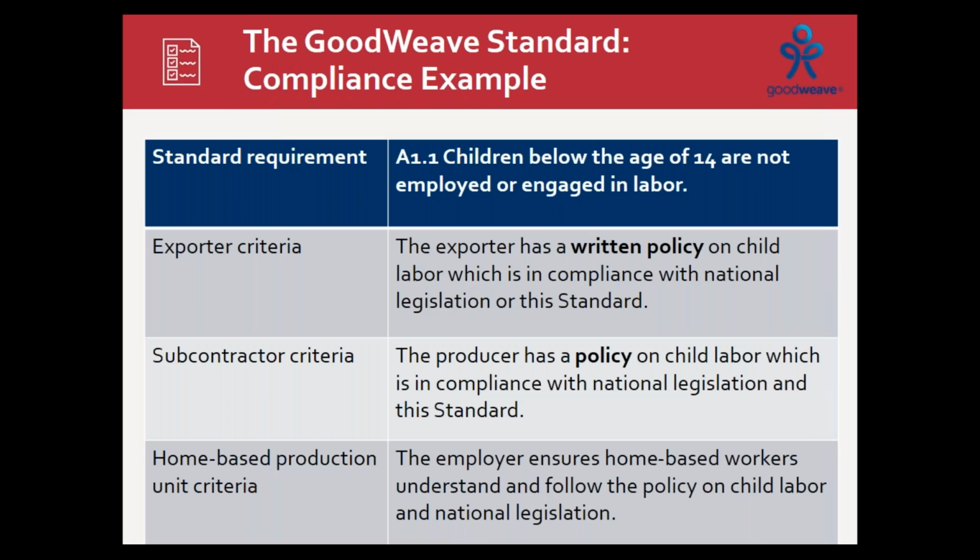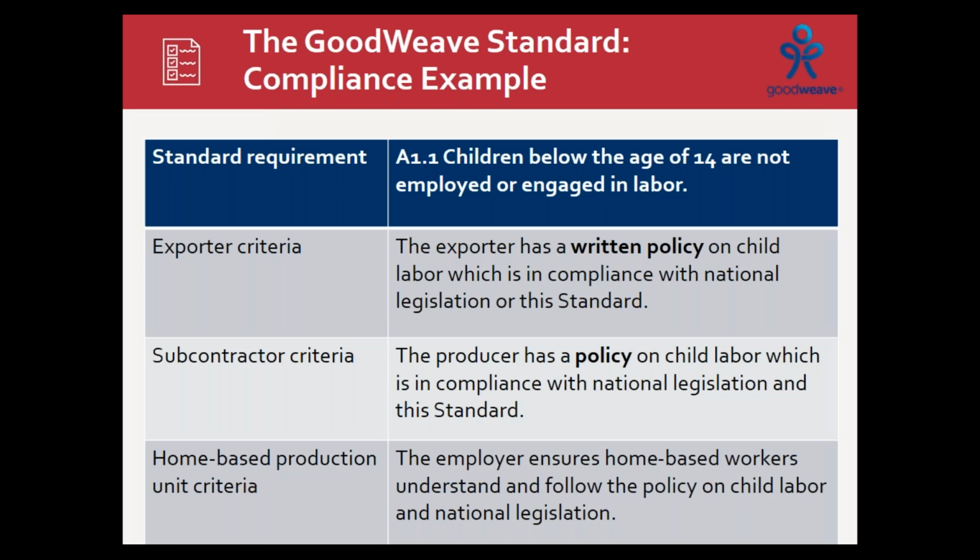Here on the screen is an example to show you how we do this in practice. We have the standard requirement shown at the top of the screen that children below the age of 14 shall not be employed or engaged in labor. How do we ensure this throughout the entire supply chain? Well, you can see that at the exporter level, it's explicitly required to have a written policy. Similarly, a no child labor policy is required at all subcontracted units. Just to note that these are not the full requirement. This is only an example of how they differ.